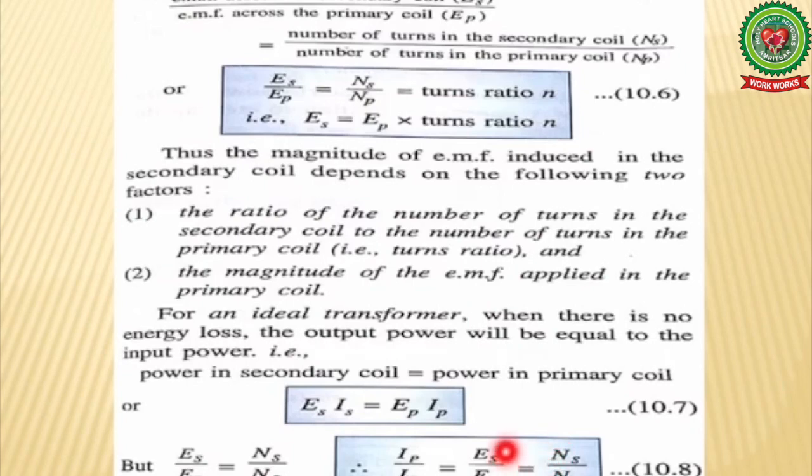Es is EMF induced across secondary coil. Ep is EMF induced across primary coil. Ns is number of turns in secondary coil. Np is number of turns in primary coil. Now we will discuss some numerical problems related to these formulas.